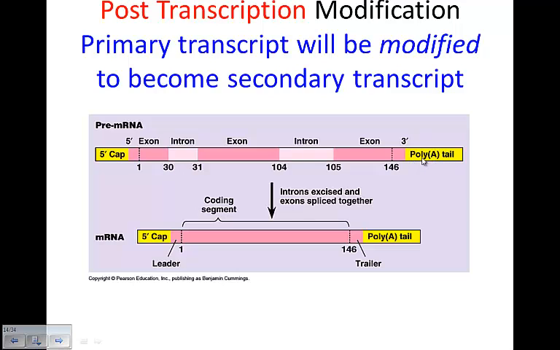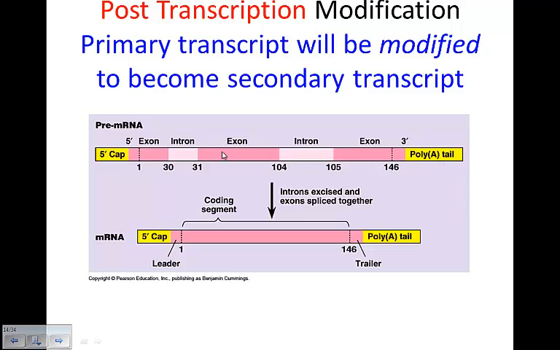Poly means many, and A is for adenine. So there's 50 to 250 adenines that are going to be added onto the tail here. And if you think about it, the more adenines, the longer the tail, right? Well, the longer that messenger RNA is going to last.